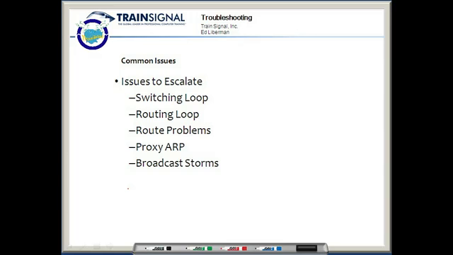So what are these? Well, first of all, we have something called a switching loop. And this basically has to do with when you're on a switched network, when you're on a network using switches. If you end up with a scenario where a switch has multiple paths to get to the same destination, you may end up in what's called a switching loop, where basically the signal just keeps looping around.